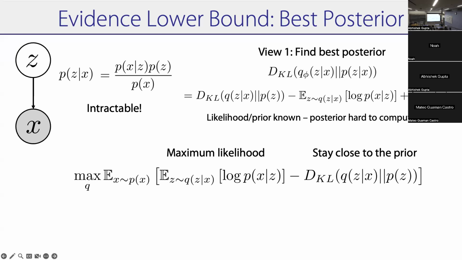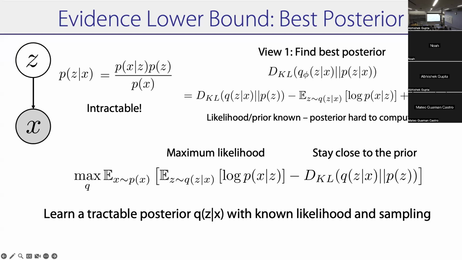Is that parsing, Fabio? If you didn't parse, the main thing to remember is that we introduce an approximation q. We solve this objective to make q close to p. Okay, so that's what variational inference was. And we just need to learn a tractable posterior q, where we know the likelihood, we know how to sample from it. Right? Okay, so this is posterior inference with variational inference.